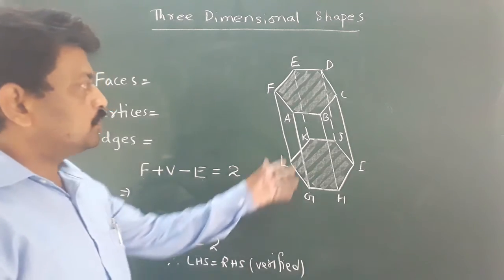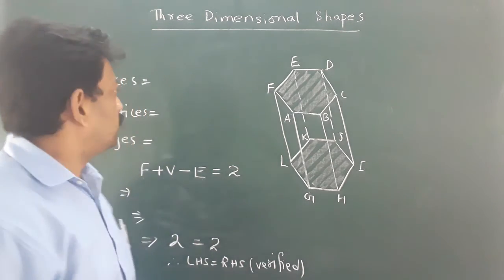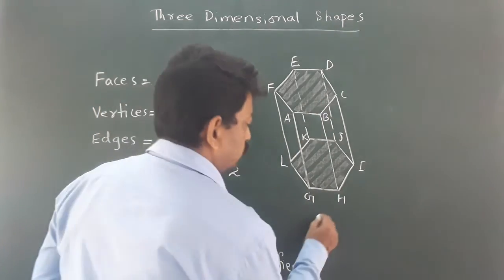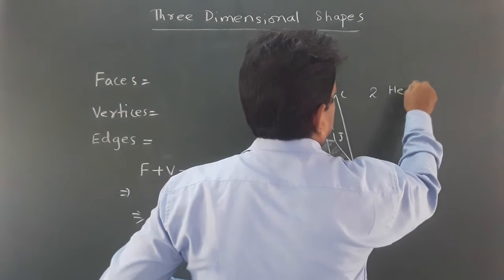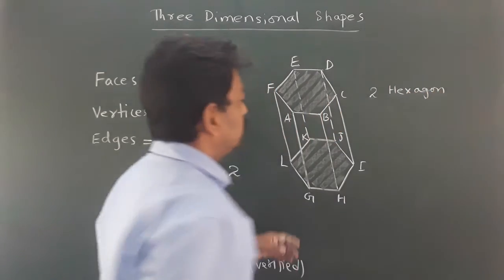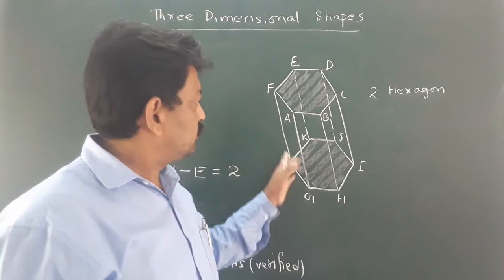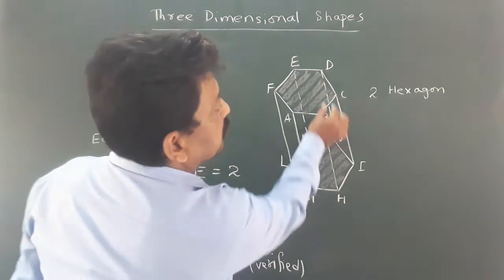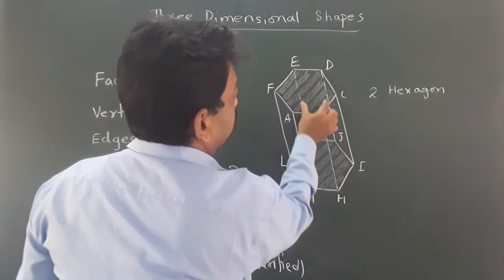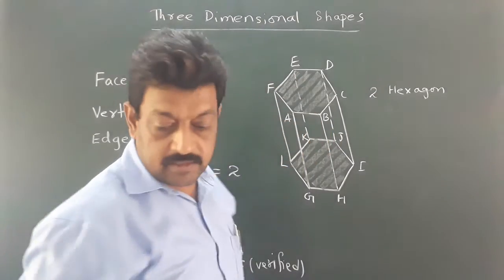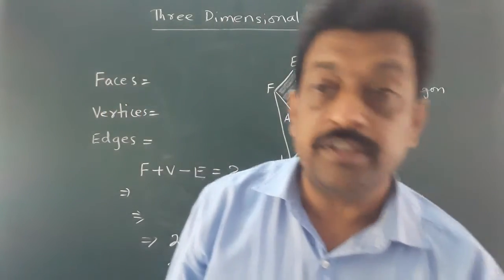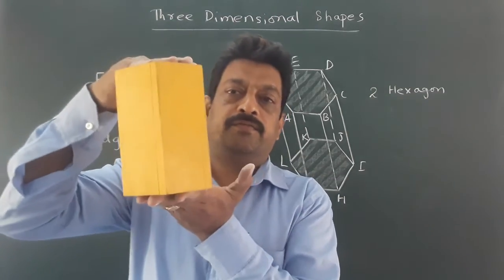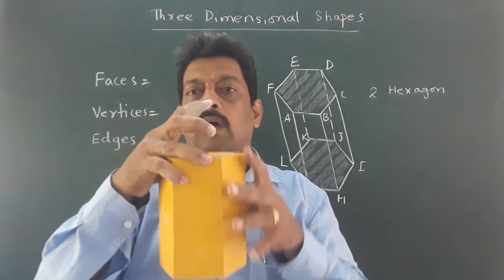Okay. So here also we have to verify the Euler's formula. Faces, how many faces? 2 hexagons. And count the number of rectangle faces. 1, 2, 3, the back side 4, this back side 5 and this back side 6. Let me show you the figure. It will be easy for you to understand. This is one face, this is another face, 2 parallel hexagons, and count the number of rectangles.